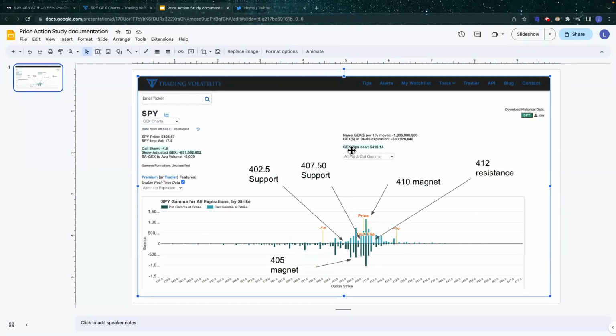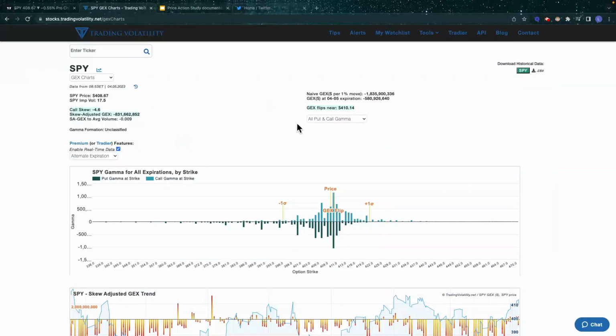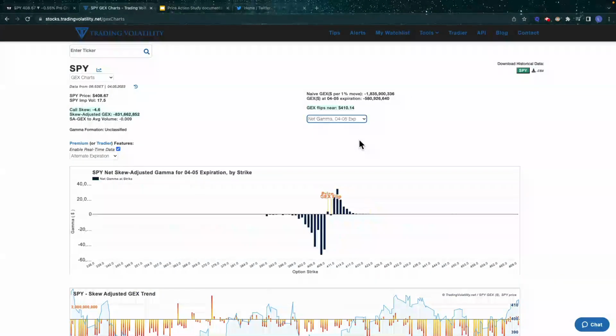And these are just regular numbers, guys. And this is what I want to show you: this is how you can plan out your day with trading volatility and know the movements. If you look at right now, what's going on is that we might get pinned.